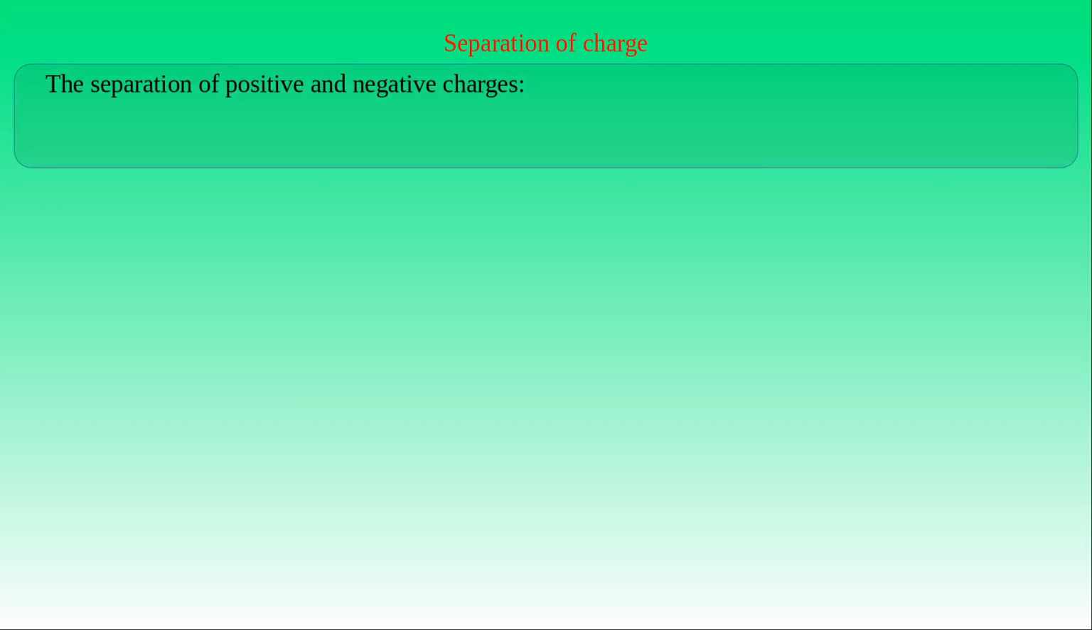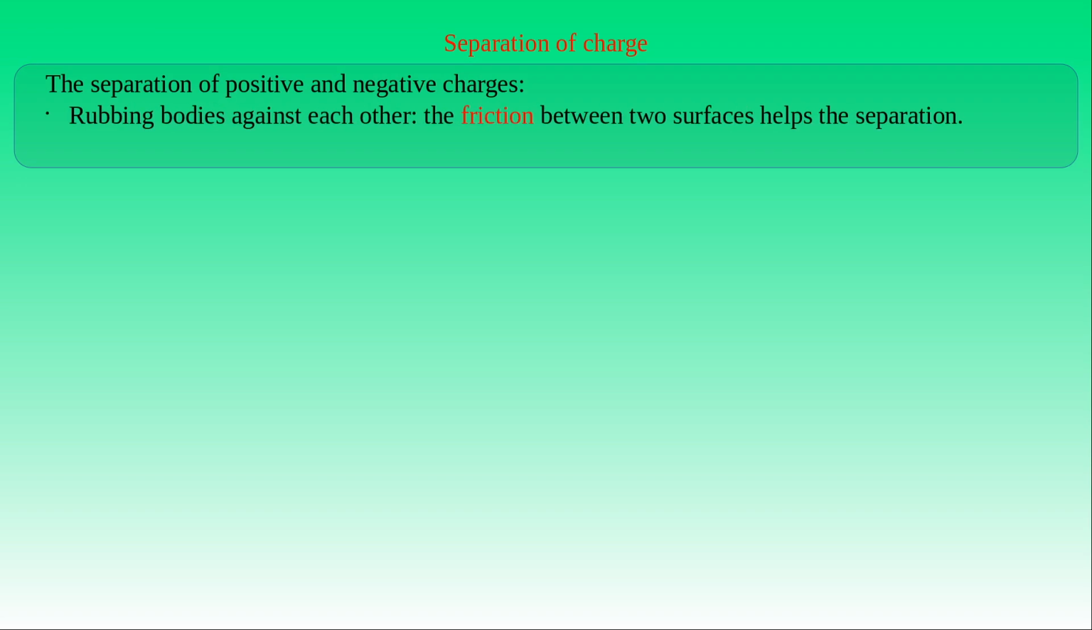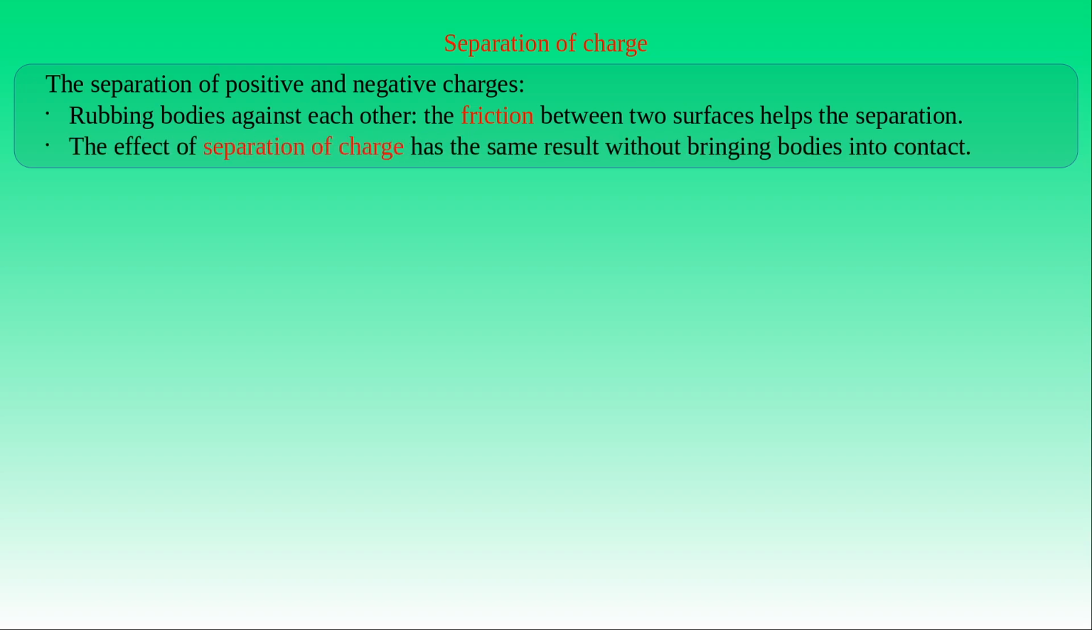Let us study the separation of the positive and negative charges in greater detail. If we rub bodies against each other, we can separate the positive charge from the negative one in bodies. As already mentioned, the friction between the surfaces of the bodies helps the separation. However, this separation can be done by the effect of separation of charge without bringing the bodies into contact.